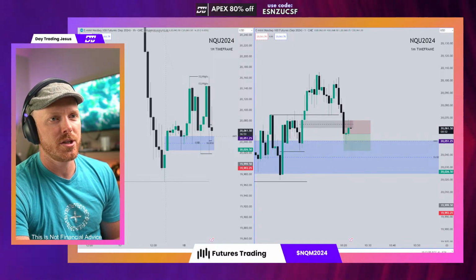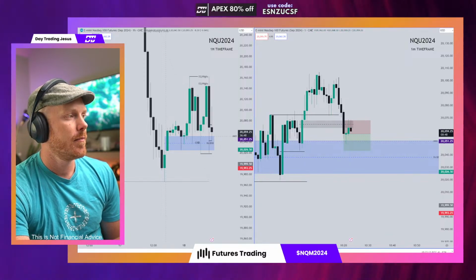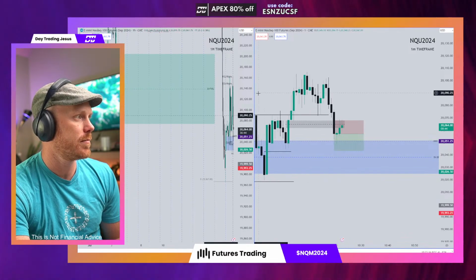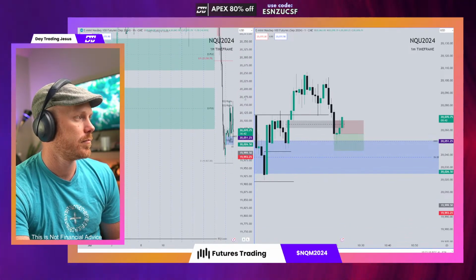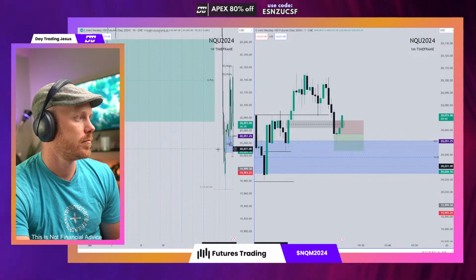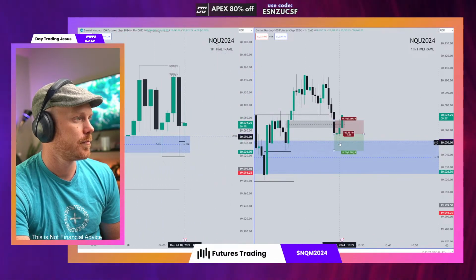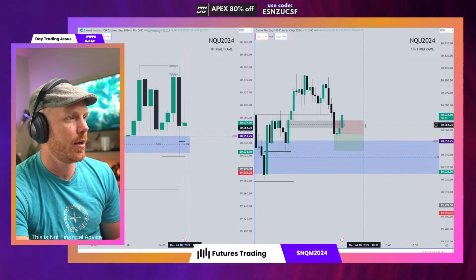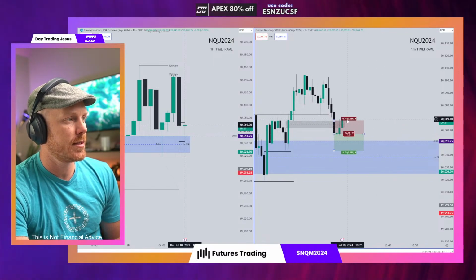Interesting, the large range is between a daily fair value gap. Yes, it is. And that is something that can create choppy price action. All right, so it looks like this is going to fail in 30 seconds. Let's see if it wants to.